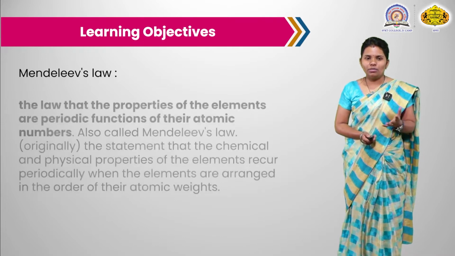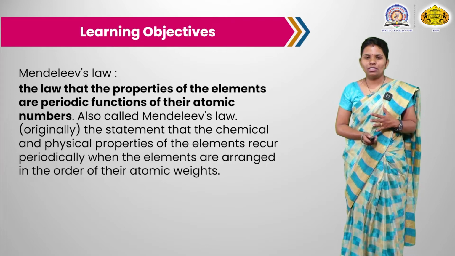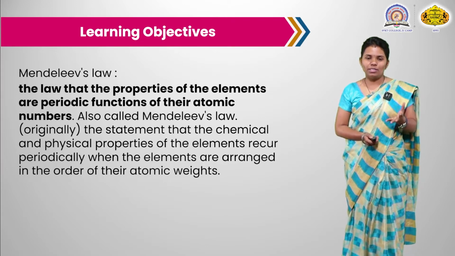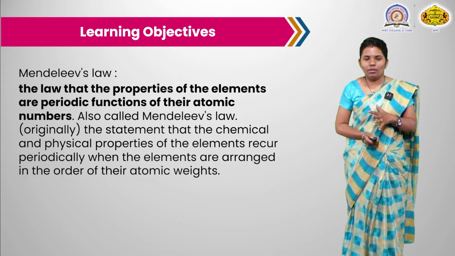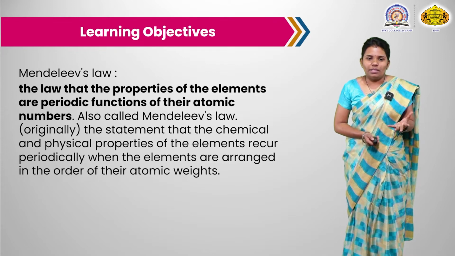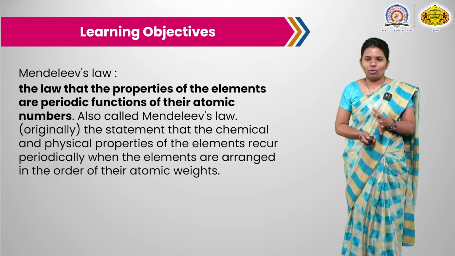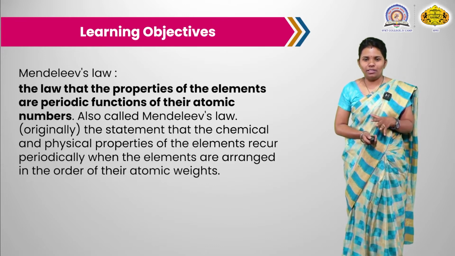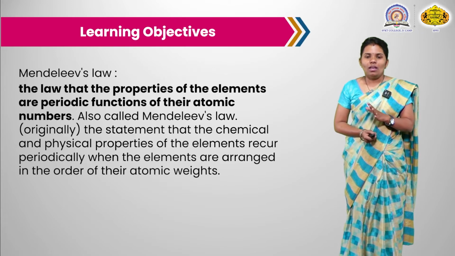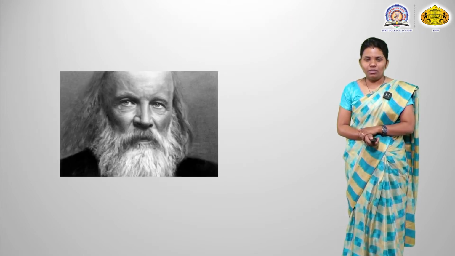So Mendeleev's law states that the properties of elements are the periodic functions of their atomic number. Basically, the modern periodic table is based on increasing atomic number. It also states that the chemical and physical properties of the elements recur periodically when the elements are arranged in order of their increasing atomic weights. This is a picture of Mendeleev.